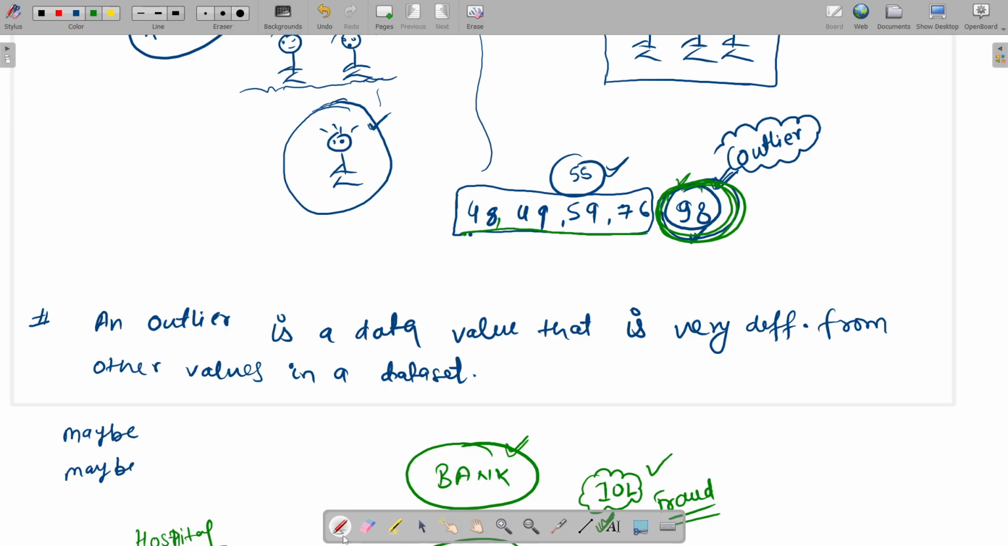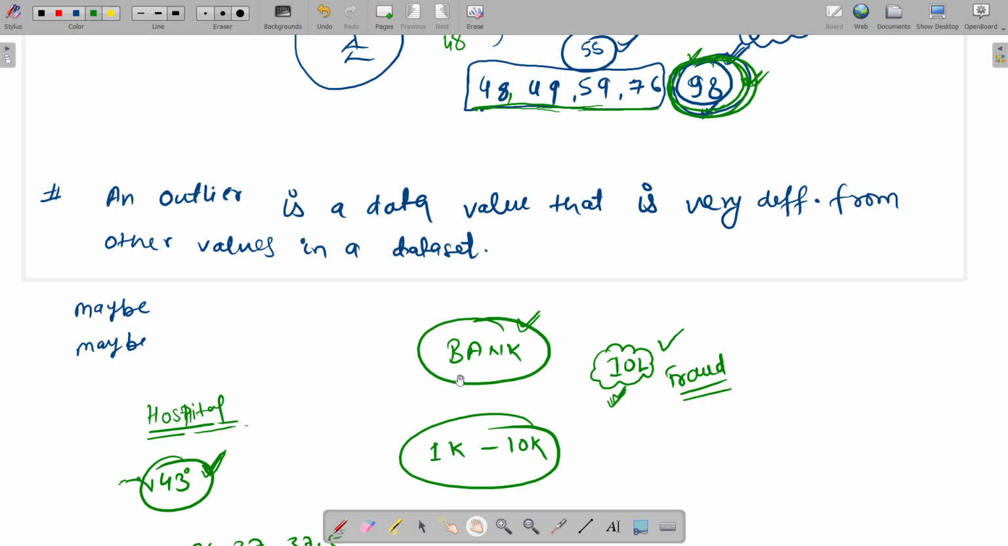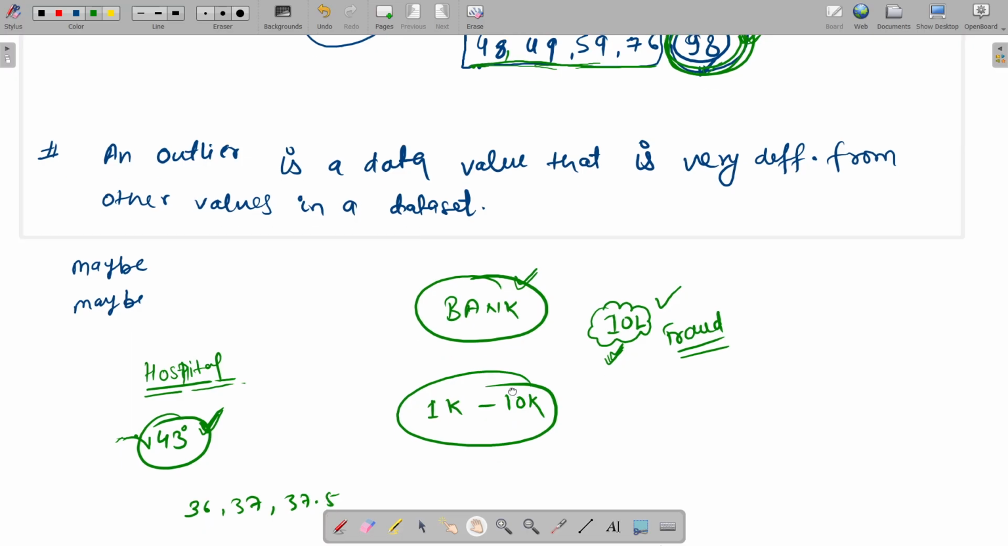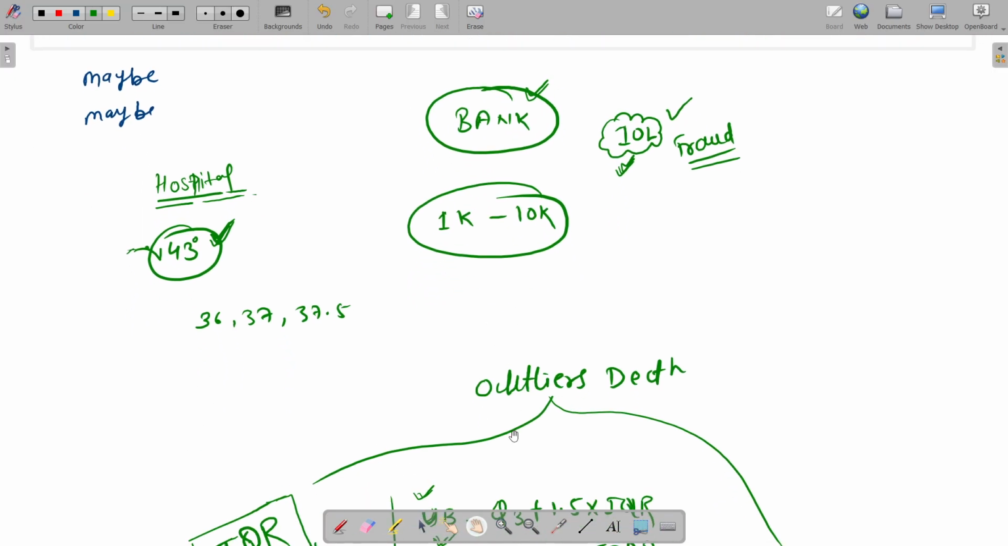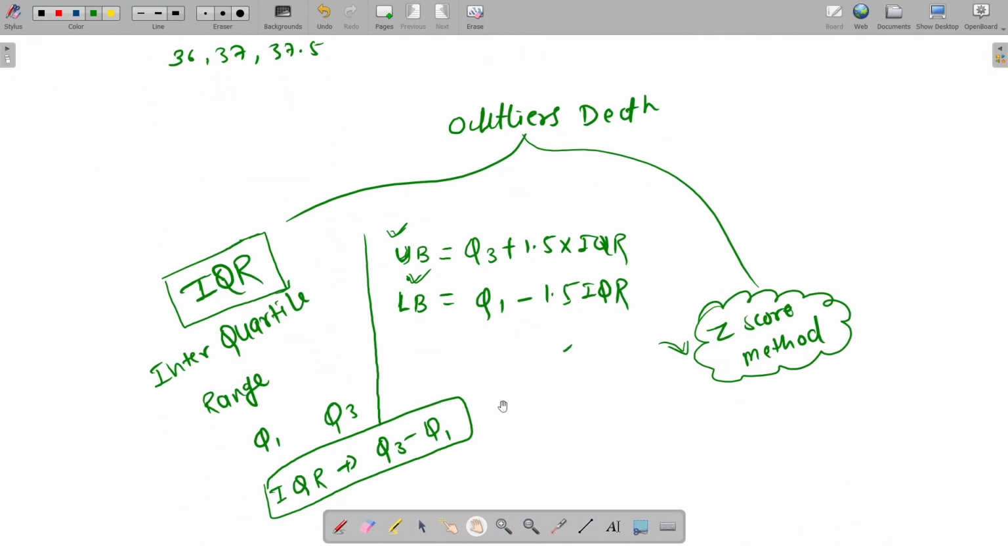An outlier is a data value that is very different from other values in the data set. Here we have one data set: 48, 49, 59, 76 and 98. 98 is very different from these values. These values lie in the range of, suppose, 48 to 76, but 98 is totally different. So today's agenda is how to find an outlier mathematically. In this class we will try to find outliers mathematically.